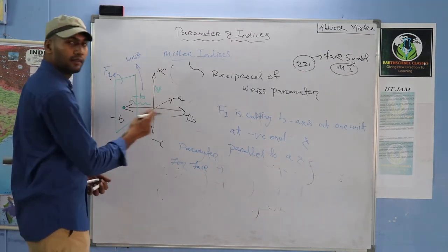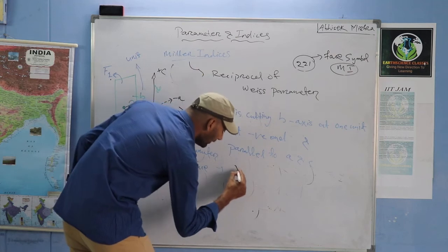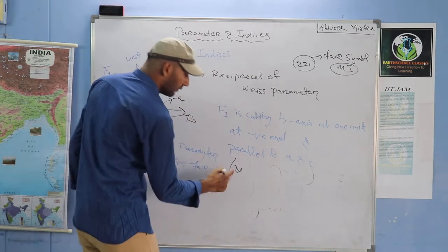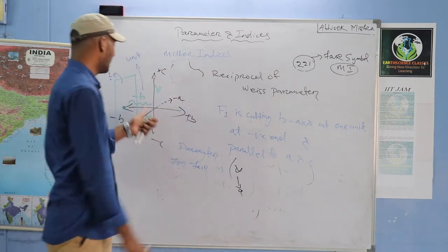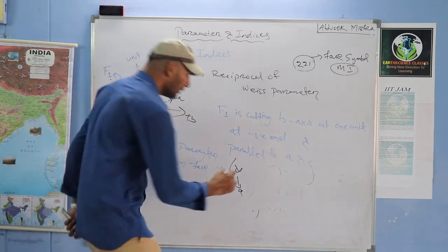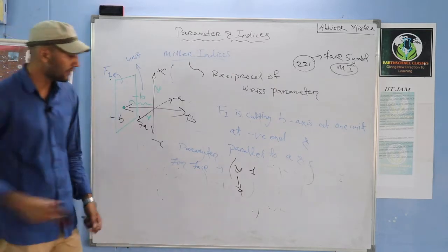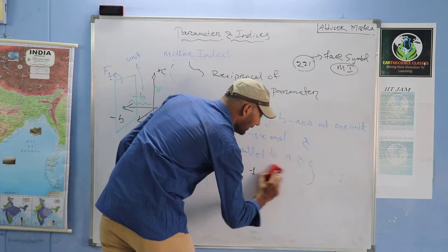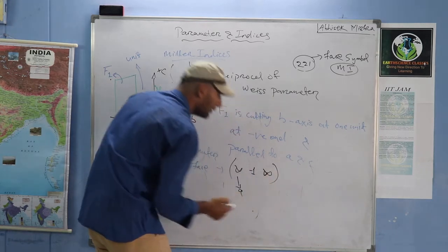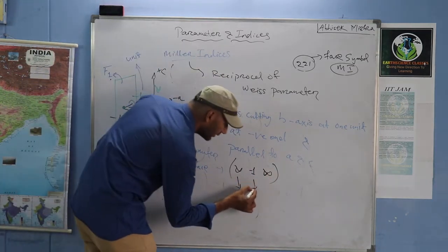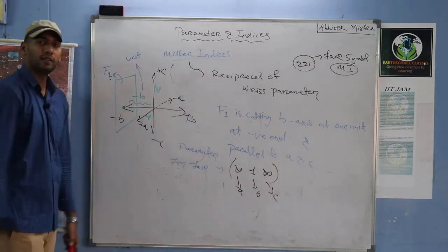It is cutting A at infinity distance, because it is parallel to A, that means that is infinity. The first position is always A, so that is infinity. B is unit distance at the negative end, so you can write minus 1, and it is cutting C at infinity, because it is parallel to C. This is for B, this is for C. These are the Weiss parameters for this phase F1.